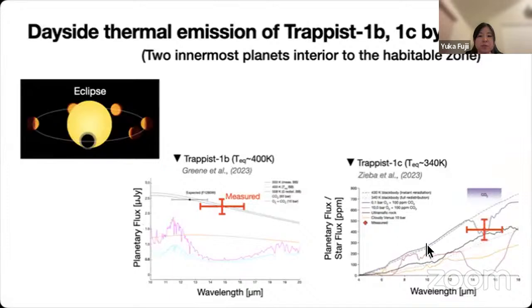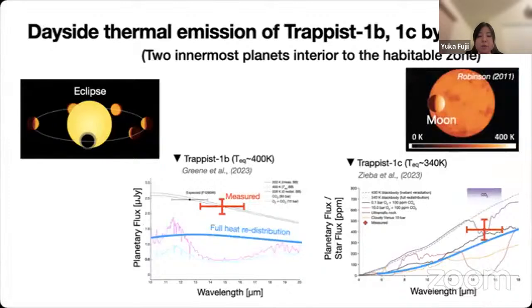In these 2 figures, the observed data are highlighted in red, the points with error bars. And they are overplotted with theoretical models. They found that, in particular, TRAPPIST-1b is not likely to contain a thick atmosphere. And this conclusion comes from the fact that this observed thermal emission is much higher than the theoretical line expected for full heat redistribution.